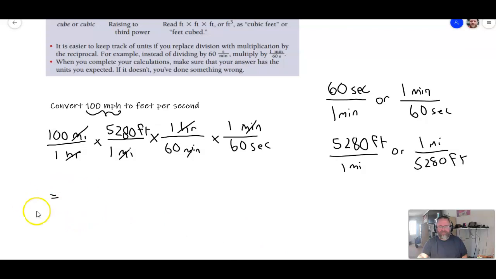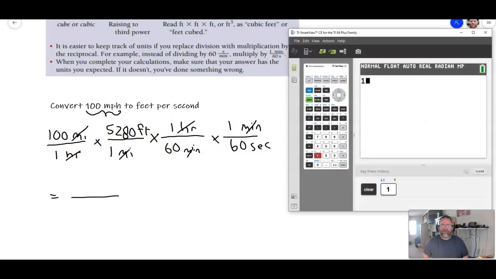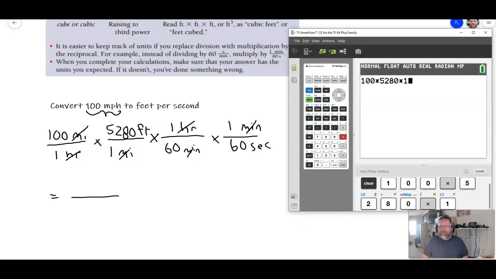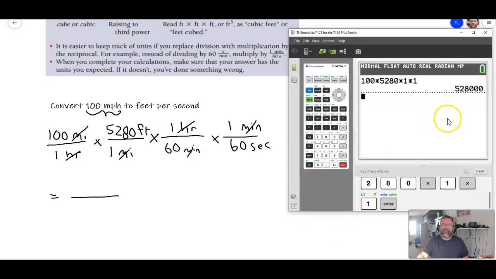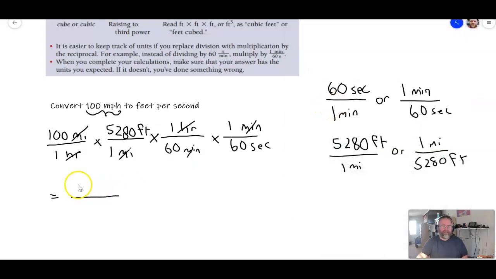Let me pull up my calculator here. So remember, when I multiply fractions together, I'll multiply all the tops together, and that'll become my new top. So 100 times 5,280 times 1 times 1. That's going to give me 528,000. So that's going to be on the top.